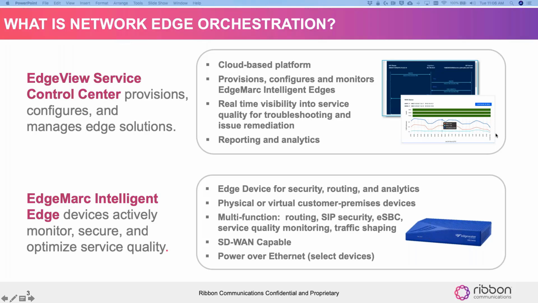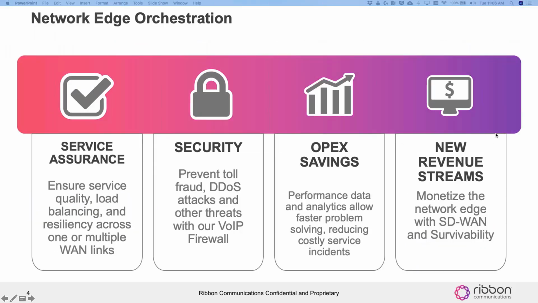From an application perspective, there's four buckets that we look at that we feel provide value to your organization. The first is service assurance. The EdgeMarc provides you the ability to create a demarcation point between the network and the customer site, so essentially between the WAN and the LAN.